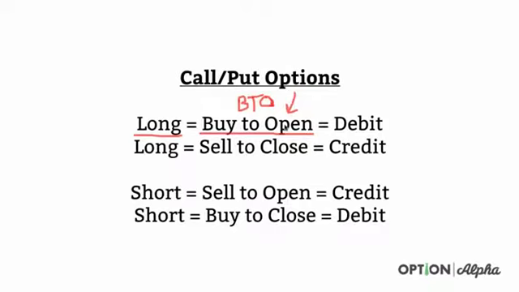Again, if you're going to buy to open something, you're going to outlay money, and that is called a debit. So this means that you are paying money to the option seller to open a new position, okay? Now, when you want to reverse that trade, you have a choice to reverse it anytime between now and expiration. You don't have to hold on to that trade all the way through expiration.